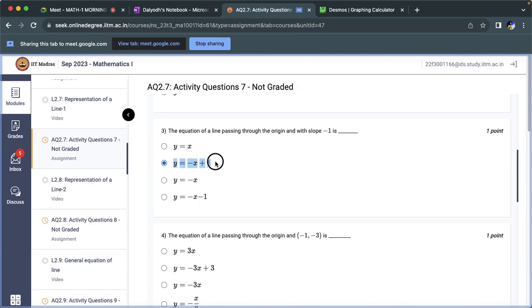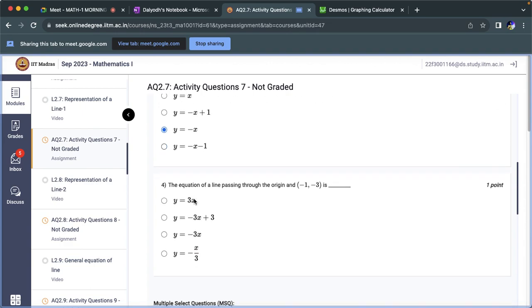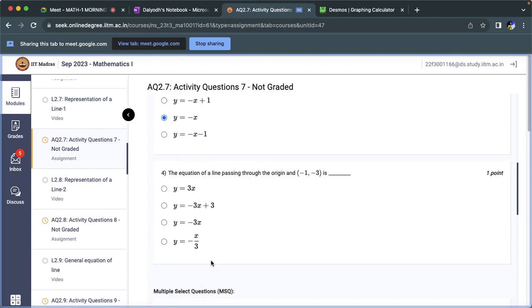But it does not satisfy passing through the origin. 0 comma 0 is not satisfied on this one, only this point here is satisfied. The fourth point is also not satisfied. The first one has slope 1.